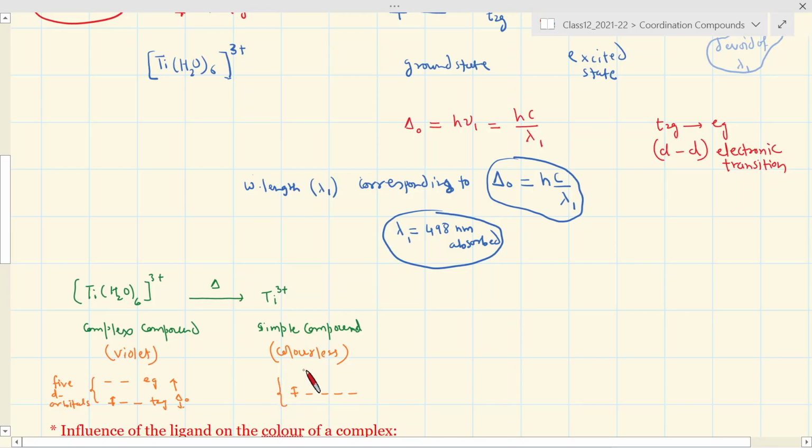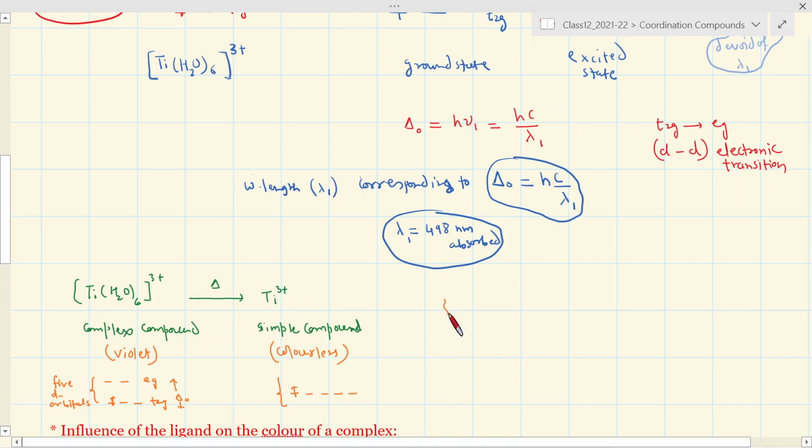And since all the 5d orbitals are only in one electronic state, now this electron does not absorb in the visible range, and therefore this dd electronic transition is not possible. So this is how we are able to explain that it is the idea of crystal field splitting of the 5d orbitals in the ligand field that helps us to understand the color of the complex compound.